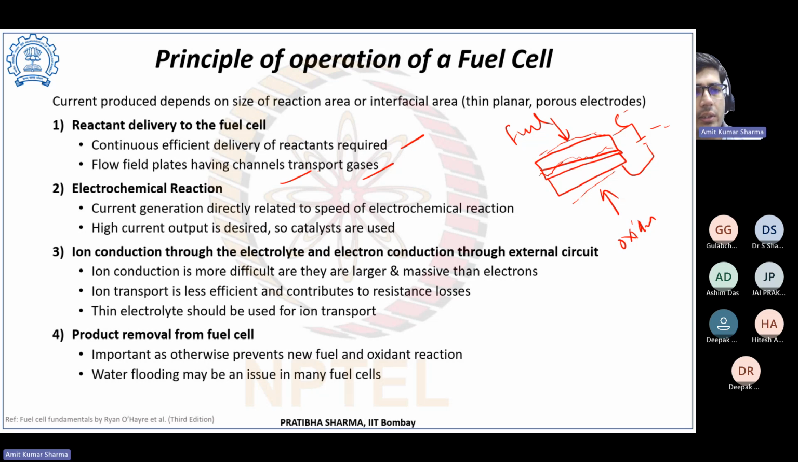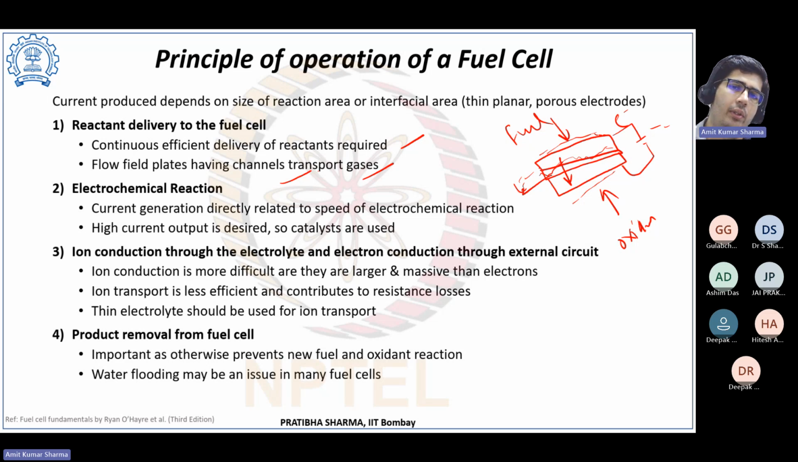Now the electrochemical reaction: the current generation is directly related to the speed of the electrochemical reaction. High current output is desired, so catalysts are used. Ion conduction occurs through the electrolyte and electron conduction through the external circuit. Ion transport is less efficient and contributes to resistance losses. A thin electrolyte should be used for ion transport.